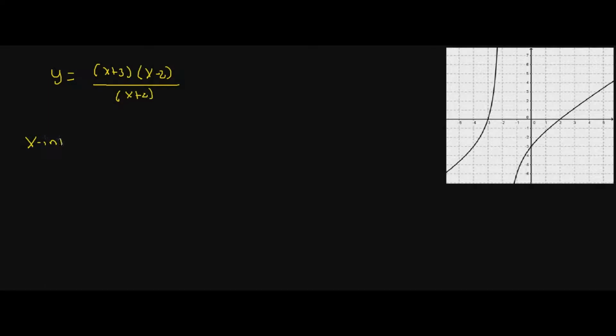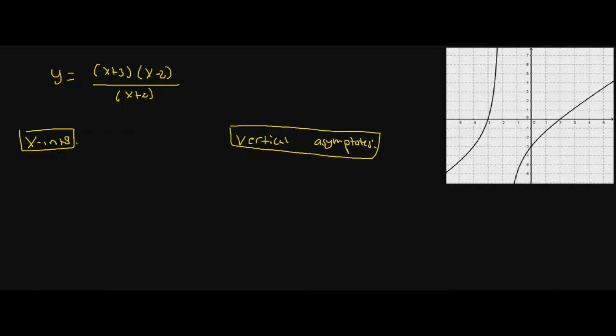So let's say this problem is asking for the x-intercepts, and it's also asking for the vertical asymptotes. All right, well, one thing that we could do is just look at the graph. We know our x-intercepts are right there at -3 and 2. And if you look carefully, you could see that our vertical asymptote occurs at -2, right? Kind of what we talked about before in the last video.